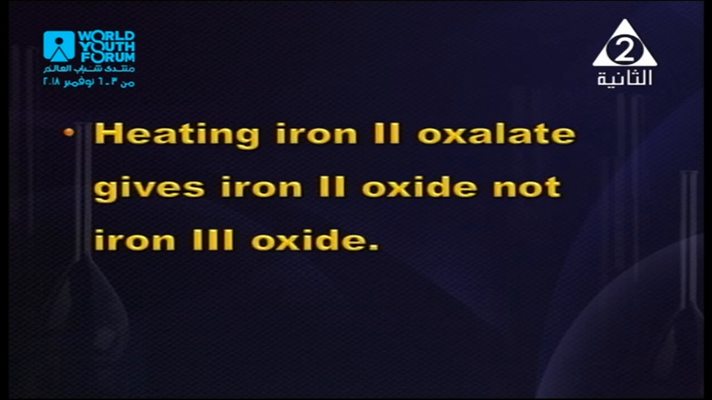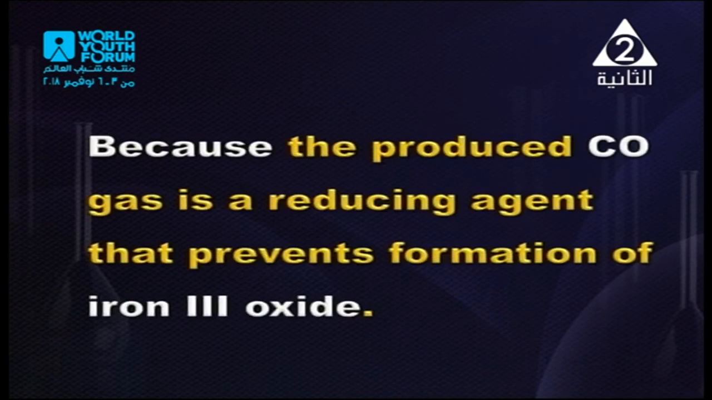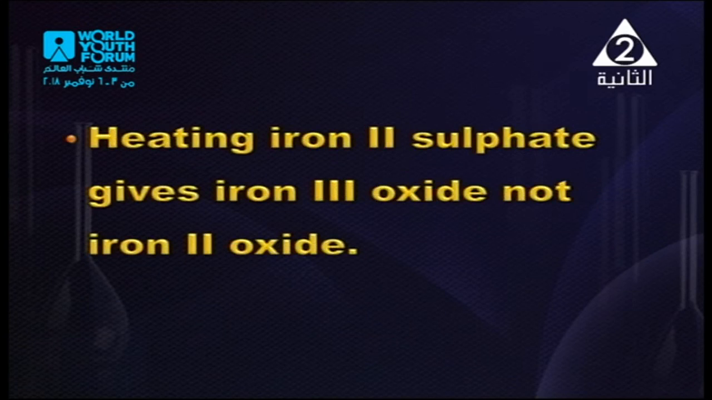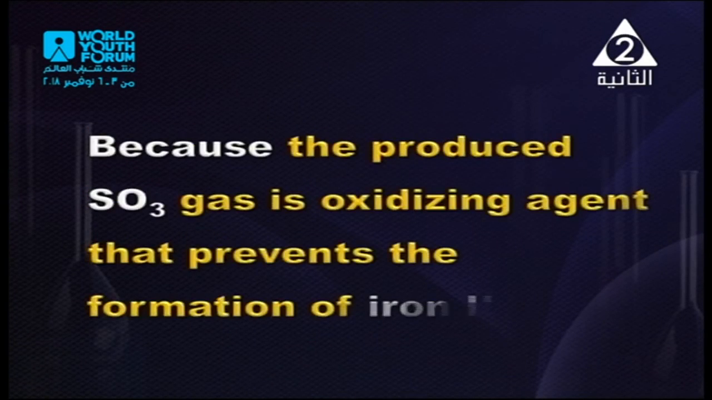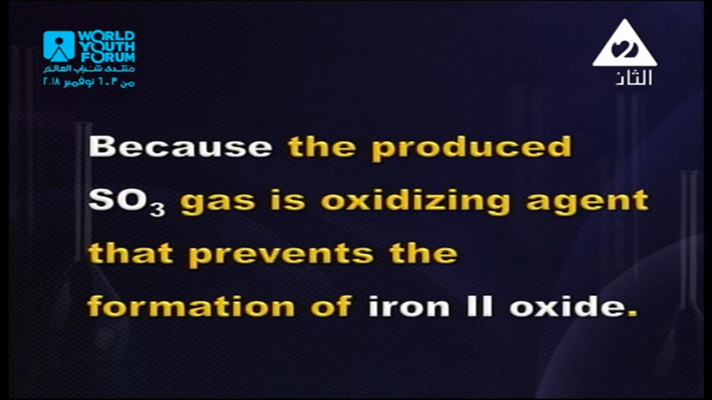Next point, heating iron 2 oxalate gives iron 2 oxide, not iron 3 oxide, because the produced carbon monoxide gas is a reducing agent that prevents the formation of iron 3 oxide. Next point, heating iron 2 sulfate gives iron 3 oxide, not iron 2 oxide. The reason for that, because the produced sulfur trioxide gas is an oxidizing agent that prevents the formation of iron 2 oxide.